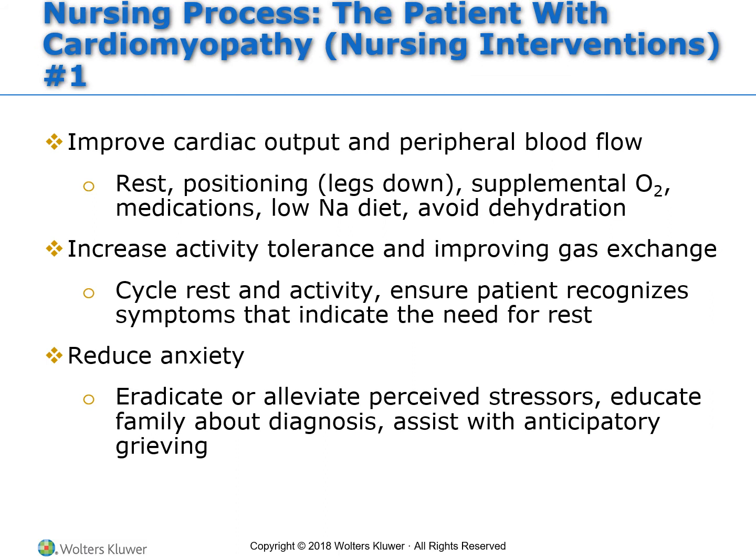As far as interventions, do what you can to improve cardiac output and peripheral blood flow. The patient should rest. They should have their legs down. They might be put on supplemental oxygen, make sure they get their medications, they follow a restrictive diet, and they need to be well hydrated because if they're dehydrated, it increases the workload on the heart.